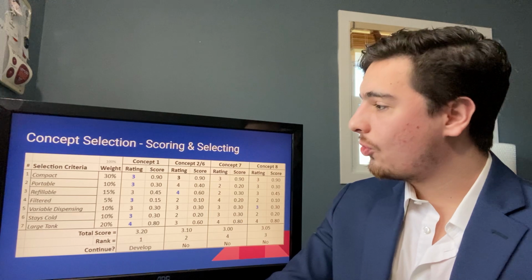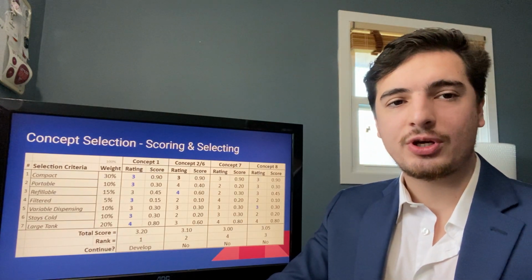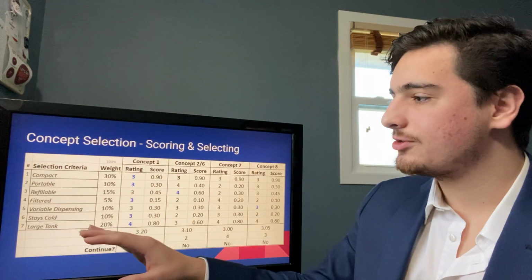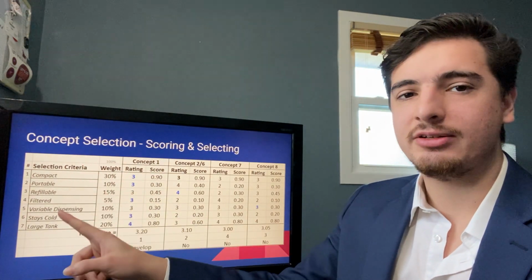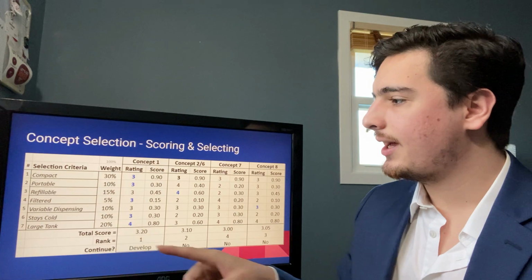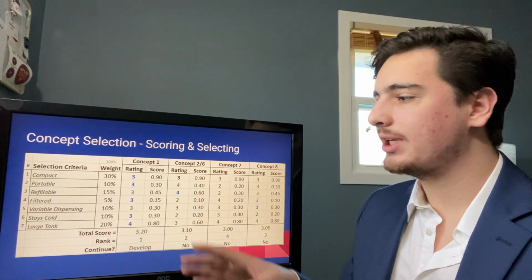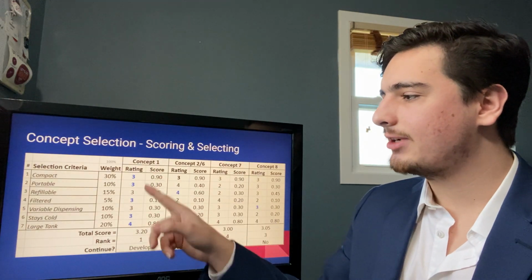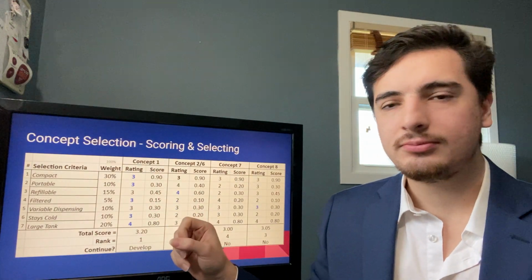So to score and select each one of those concepts that we just mentioned, we went through this process where we gave those criteria a specific weight, and then based on that weight, we gave each one of these ideas or the concepts a different rating and then a score.